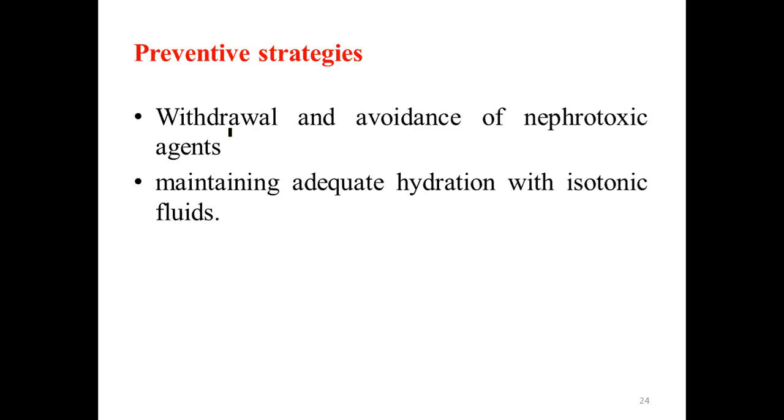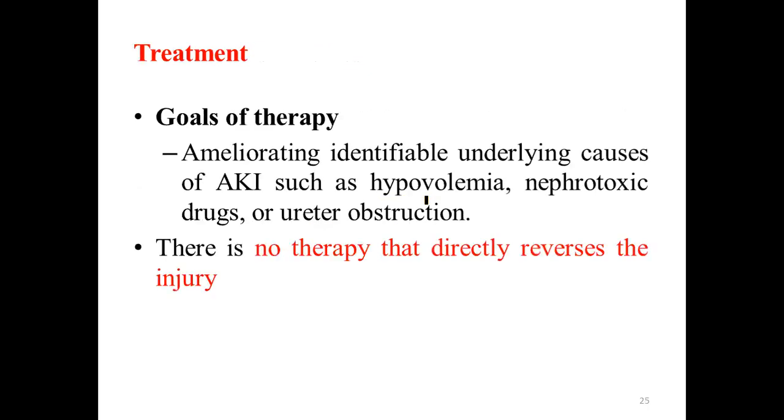So the most important thing is, how do we prevent and how do we treat? Prevention strategies are mainly to withdraw and avoid any nephrotoxic agents. Any offending agent that has the potential to cause toxicity to the patient should be withdrawn as soon as possible. Then the next step is you maintain adequate hydration and increase renal perfusion, mostly with normal saline. What they do is give normal saline, then they put in a catheter, so they measure the urine output, input and output.